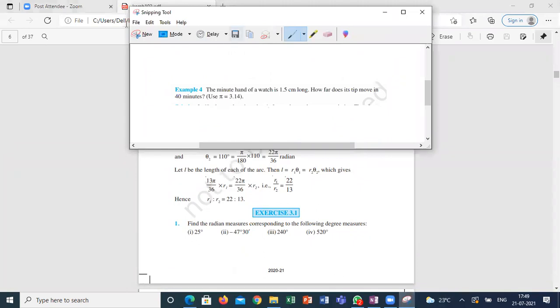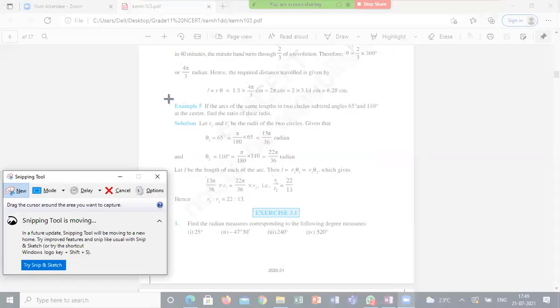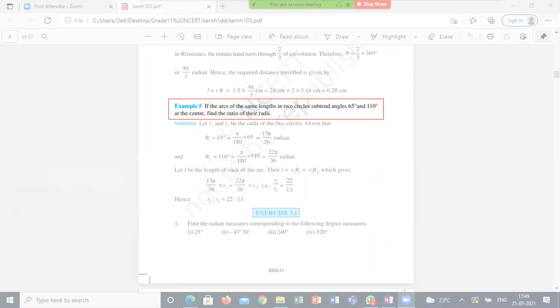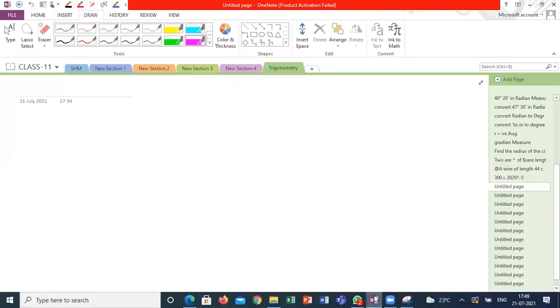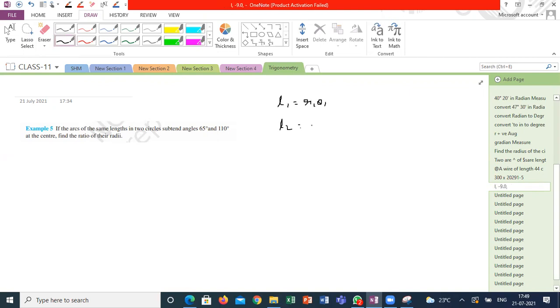Please solve this question. Example number 5. Same ratio kind of question here. The answer is 22:13. Check whether you are getting the same answer. If arcs of the same length in two circles subtend angles of 65 degrees and 110 degrees, then find the ratio of the radii. So L1 is equal to R1 theta 1, L2 is equal to R2 theta 2. If L1 is equal to L2, then R1 theta 1 is equal to R2 theta 2. From here, R1 by R2 is equal to theta 2 by theta 1. So from here, what is the answer?